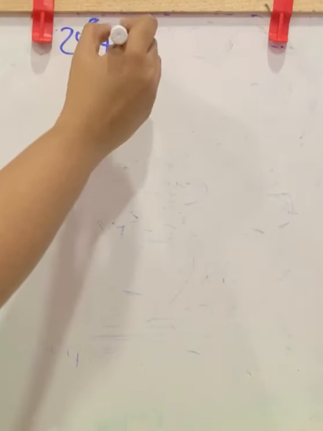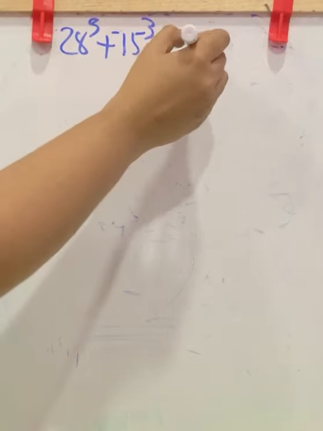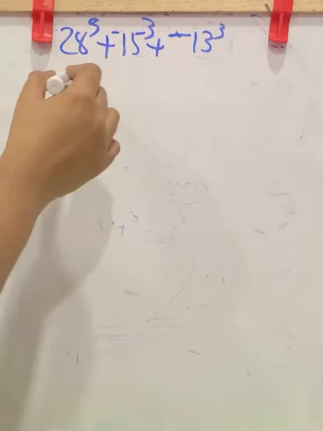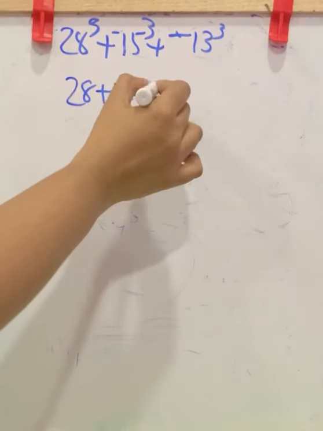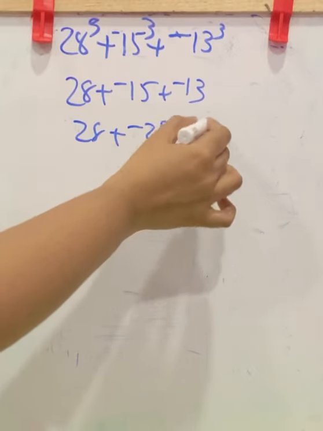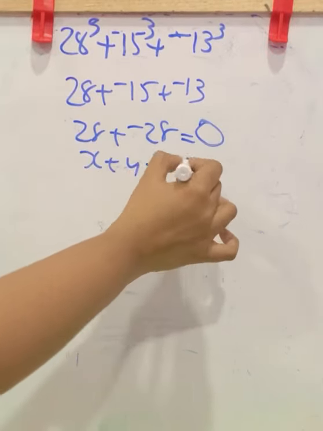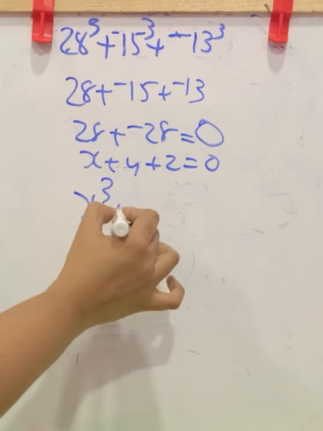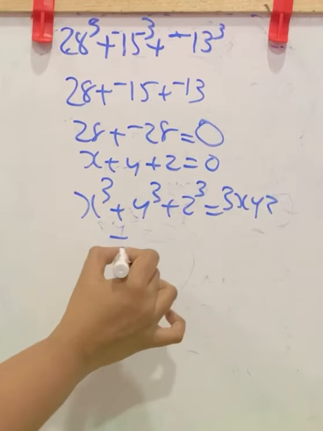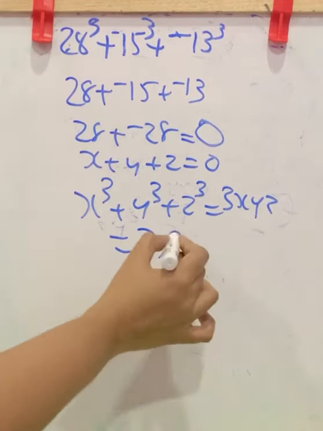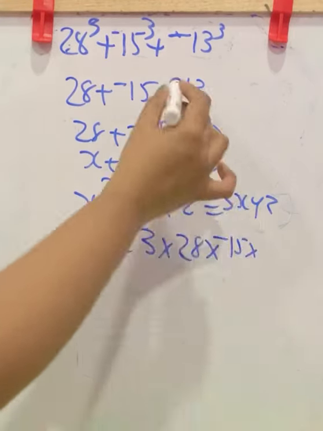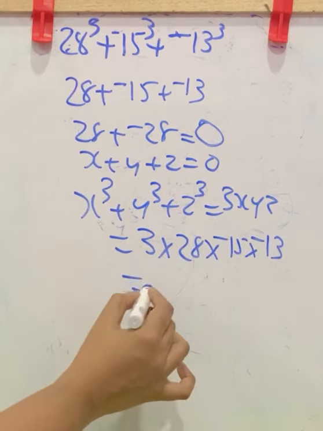28 cube plus negative 15 cube plus negative 13 cube. Now we want to check this x plus y plus z, that is 28 plus negative 15 plus negative 13. 28 plus negative 28, the result is 0, that is x plus y plus z is 0. Then x cube plus y cube plus z cube will be equal to 3xyz. Here it is equal to 3 into x, which is 28, into y, which is negative 15, into z, which is negative 13. Negative and negative becomes positive.